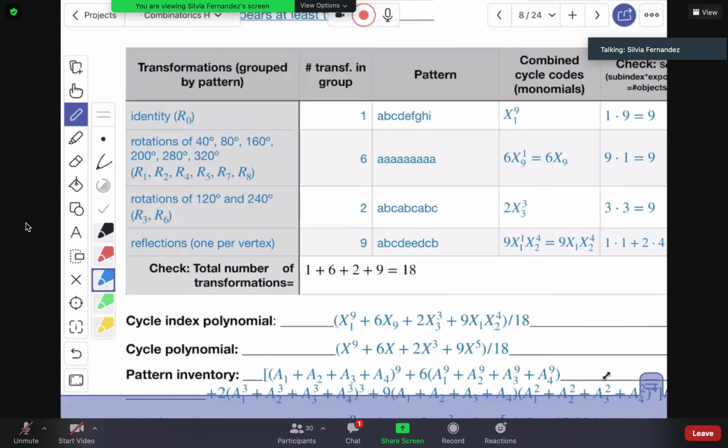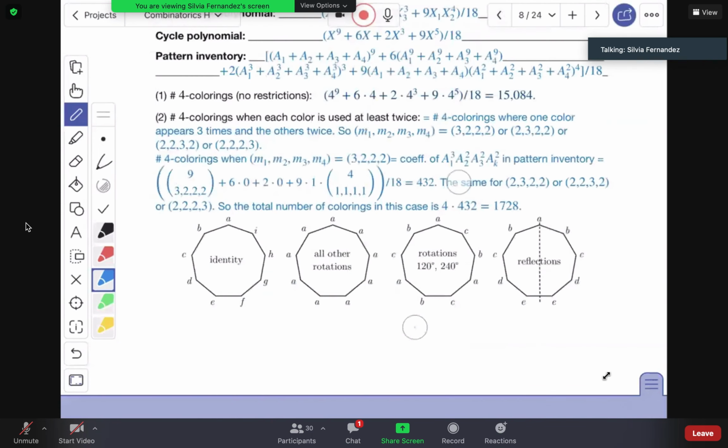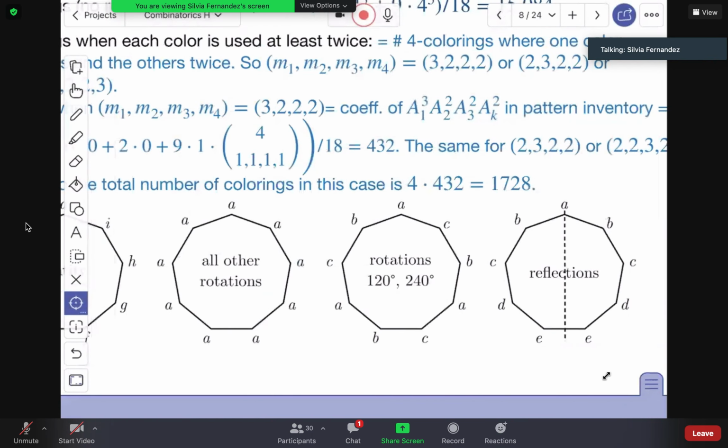Let me show you my figures. A 120 degree rotation goes 1, 2, 3. It goes here. 1, 2, 3. It goes there. 1, 2, 3. It goes there, and it closes the cycle with just 3 steps. Make sense? And the 240 is the same thing, it's just that it's 6 steps. So 1, 2, 3, 4, 5, 6, and 1, 2, 3, 4, 5, 6, and 1, 2, 3, 4, 5, 6. So those 2 behave the same way.